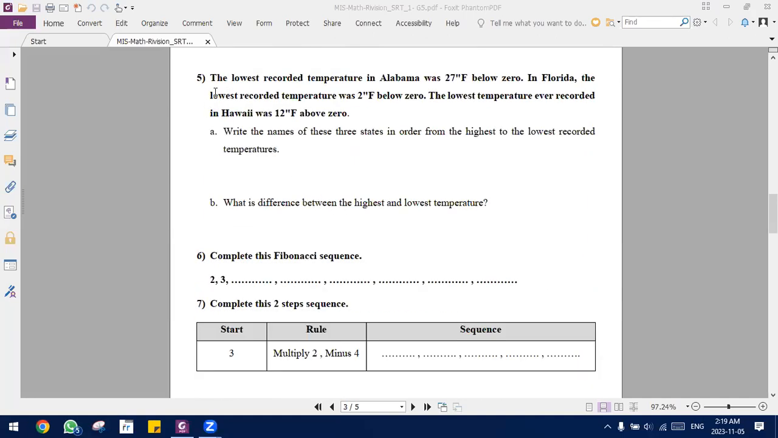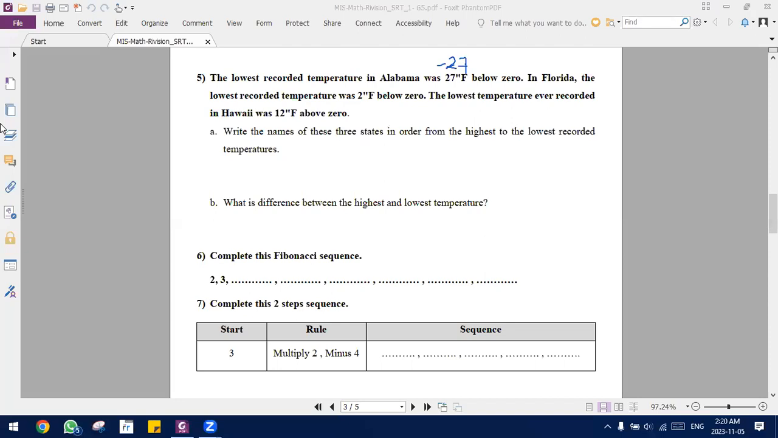Question 5. It says the lowest recorded temperature in Alabama was 27 Fahrenheit below zero. When I say below zero, what does that mean? It's minus 27. So why is below zero minus? And here we're talking about temperature.